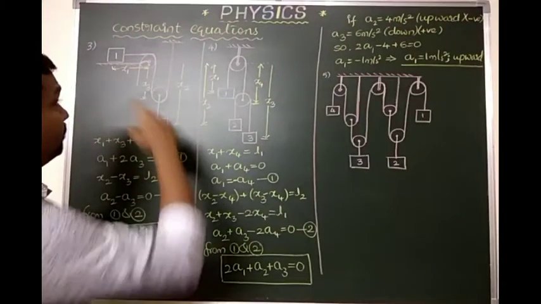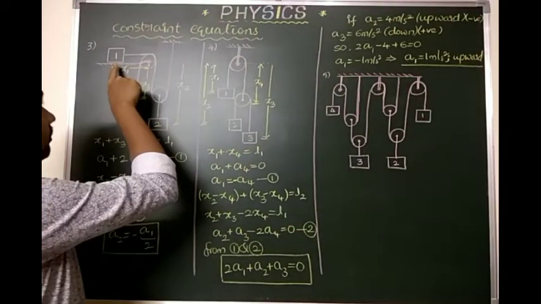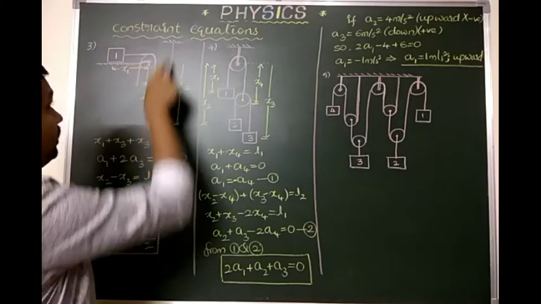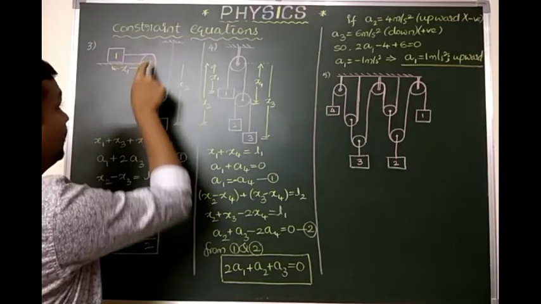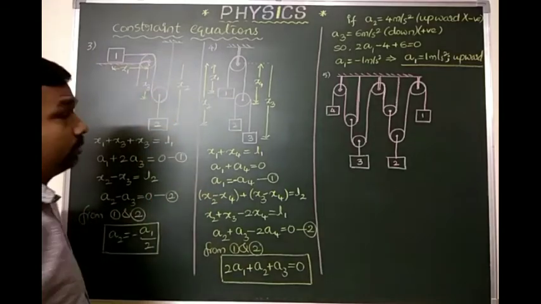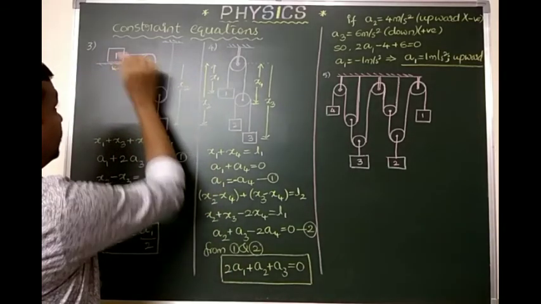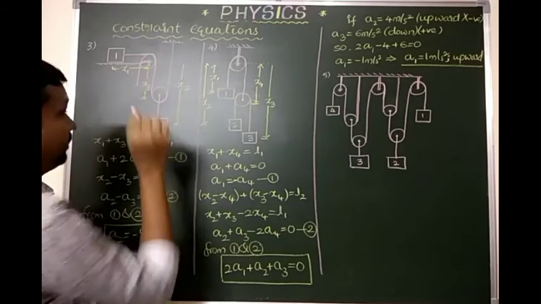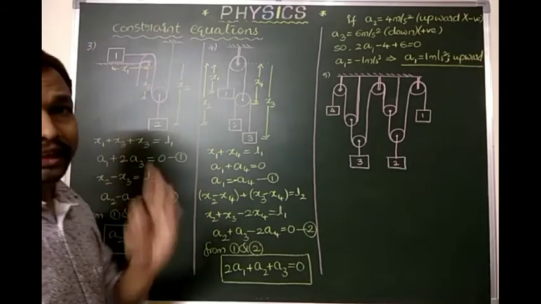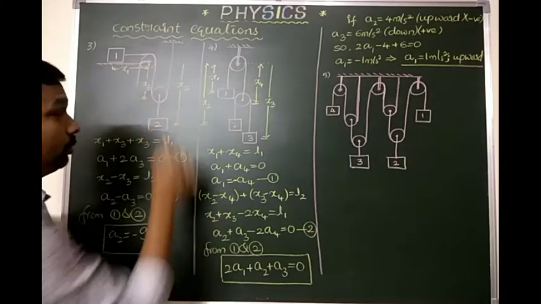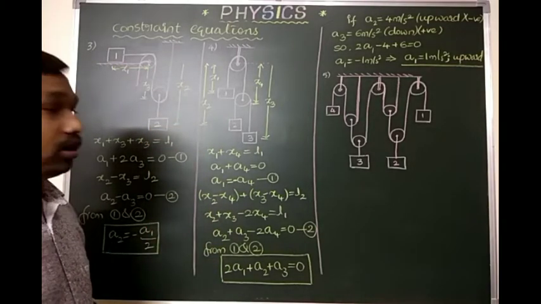Here we have one more case. Block 1, block 2, and we are passing over a pulley. This is string 1 and this is string 2. Two strings we are using. How many movable objects are there? 1, 2 and 3. Totally we have 3 movable objects: one is the pulley, and two are the blocks.